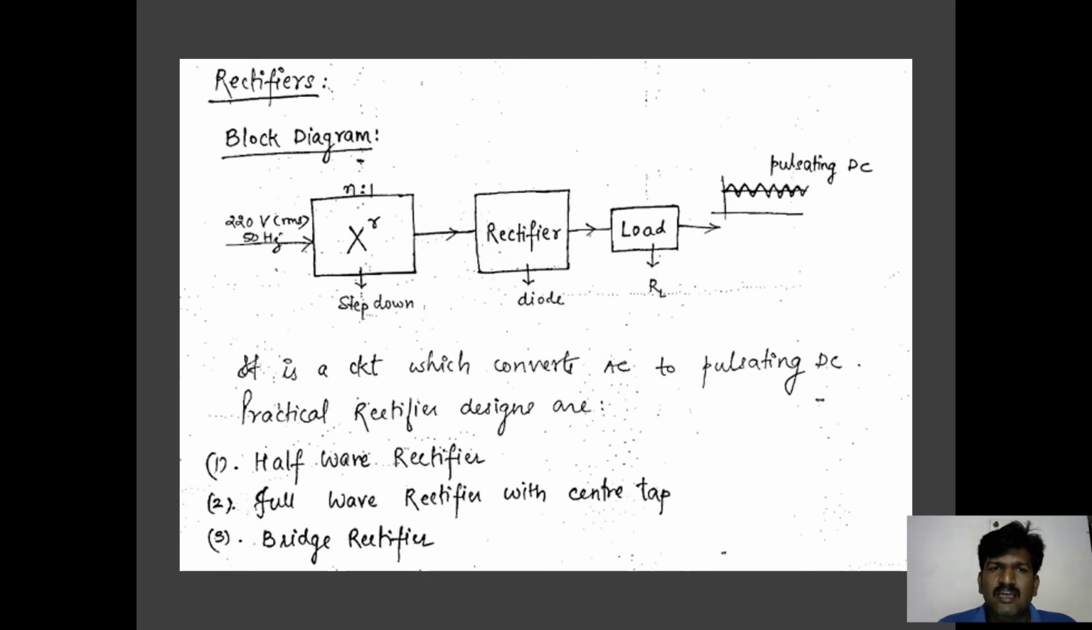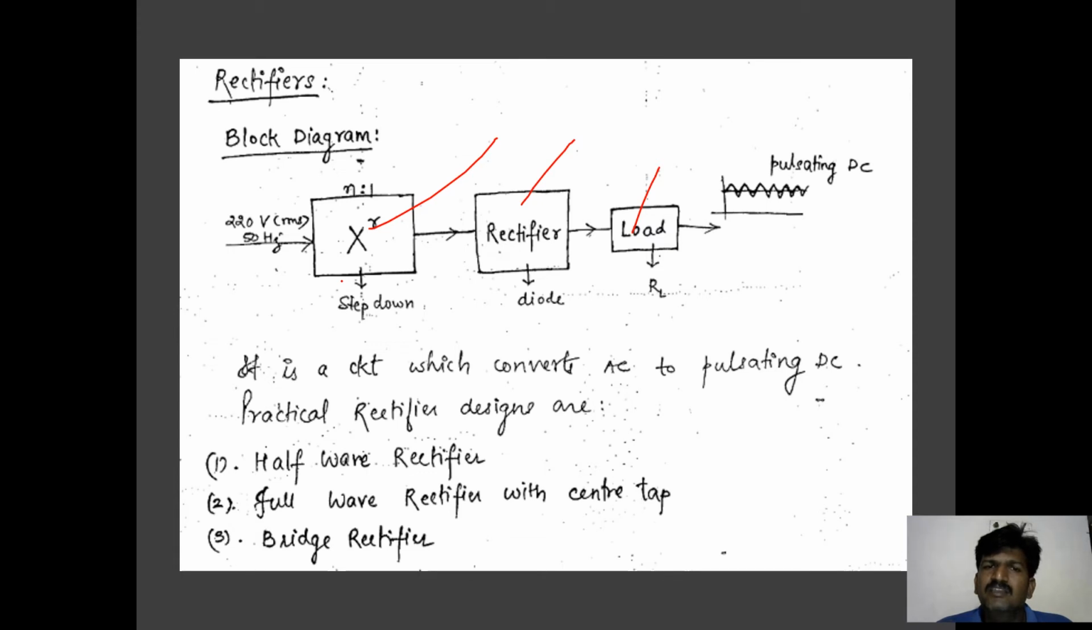We have the block diagram corresponding to this. This block diagram includes a step down transformer, a rectifier and a load resistor. The step down transformer will step down the input voltage. Basically the input voltage is a high voltage, around 220 volts. This 220 volts cannot be converted directly into DC, so it has to be stepped down.